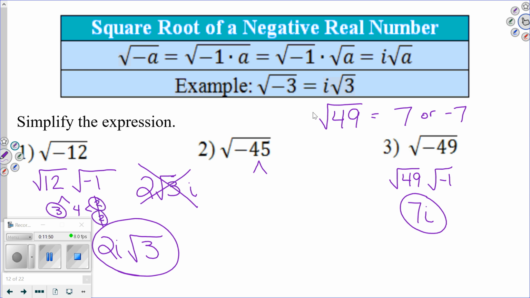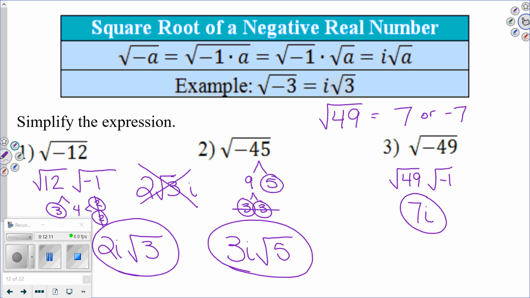Let's go ahead and just break down the 45. 9 and 5. Good. 3 and 3. So we'll take out a pair of 3's. So it comes out as a 3. The leftover 5 stays inside. Where does my i go? By the 3. Good. Now, if you're uncomfortable and prefer to split it off so you don't forget about it later, that's fine. By all means, go right ahead. I'm just lazy and don't want to write it.